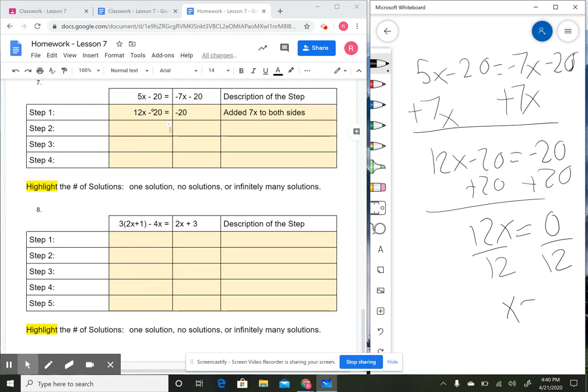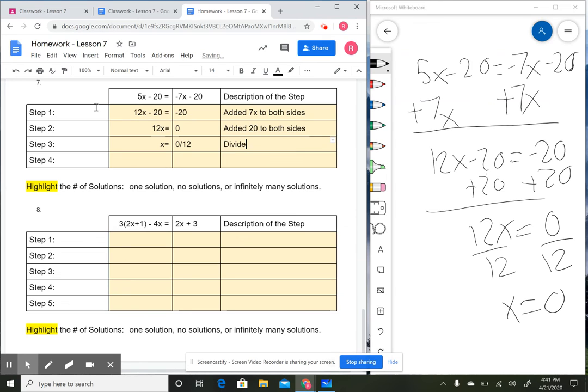So x equals 0. A lot of people will get confused with this answer because they're like, well, x equals 0, that means that there's no solution, right? Because 0 is not a solution. Well, that's not necessarily the case, because 0 is a real number. You can have nothing of something. So x equals 0 is a one solution answer.